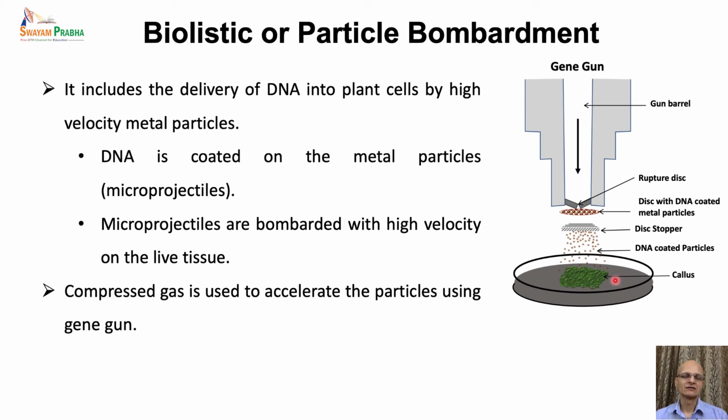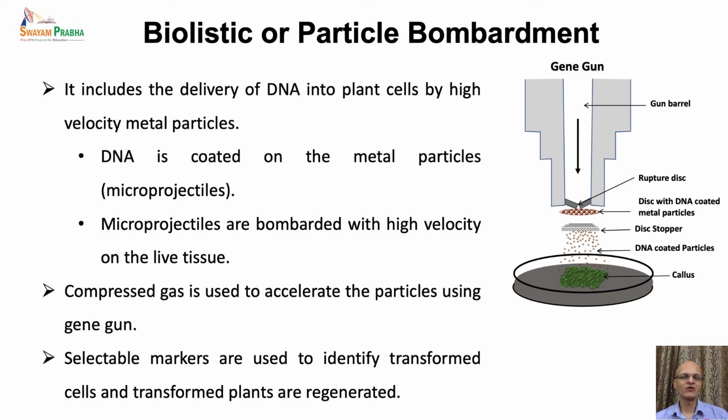The live tissue that is to be transformed may be a callus or any other living explant from the plant, like leaf cells, embryo cells, or small segments of the seedlings. These are placed in the path of the accelerated particles. The disc stopper screen, which is placed between the tissue and the rupture disc, allows the microprojectiles to pass through it, but it stops the disc from entering into the tissue container. So once the particles are accelerated, they enter the plant cells across the cell wall, and DNA coated on them is released from their surface inside the cells, where it may be incorporated into the chromosomal DNA in the cells.